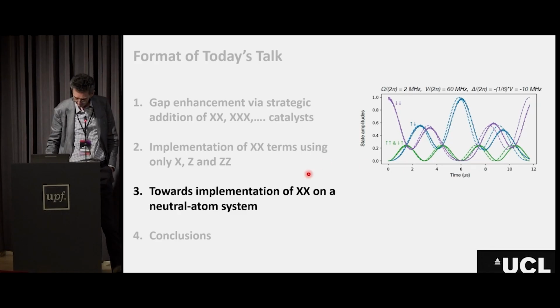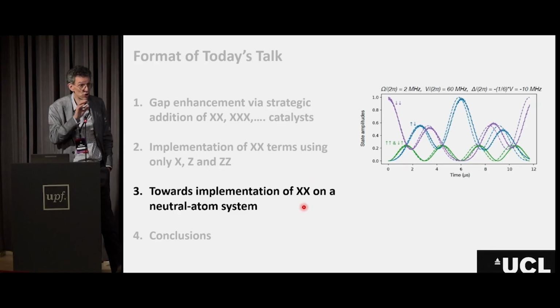And here's the magic word, towards. So we're looking at how we might implement this XX interaction using this one-hot encoding on a neutral atom system. This is a collaboration between my group and the group of John Pritchard at the University of Strathclyde. What I'm going to talk to you about now is Natasha Feinstein's work on simulating how that system might run. And we're hoping to run it on a real system in the near future.